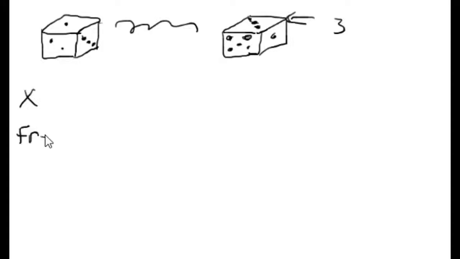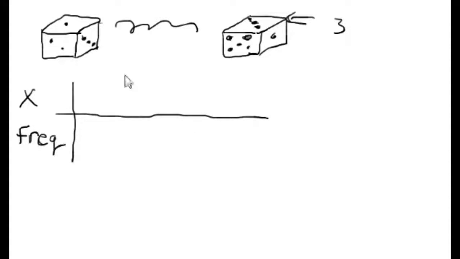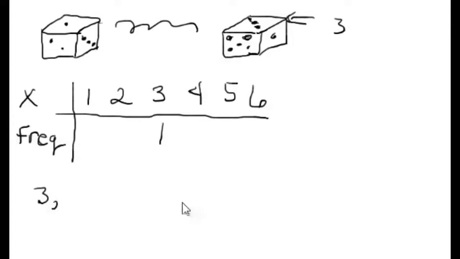We'll let X be, well, technically it's called the random variable, but don't worry about that. We'll let X be the unknown, and we'll label this row 1, 2, 3, 4, 5, and 6. Those are what appears on top of the die after we roll it. So we rolled a 3, and we'll put a tally mark there.